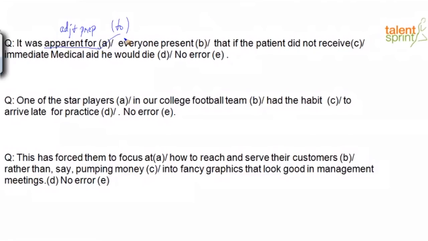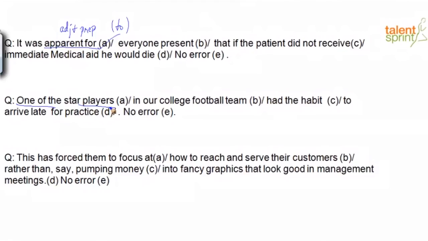Some of you are saying "one of the star player", but we all know that when a sentence starts with "one of the", we are saying out of so many people, one person, right? So star players as a plural noun is absolutely fine there. But where else do you think the error is in the second one? "One of the star players in our college football team had the habit to arrive late for practice." So we're talking about somebody who has the habit. And what is his habit?